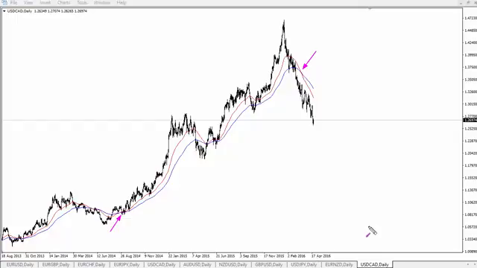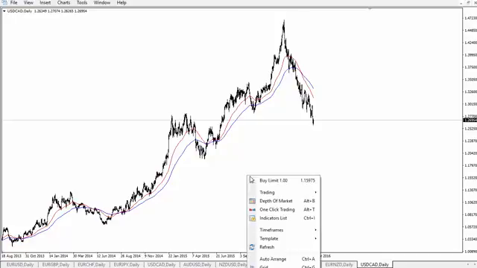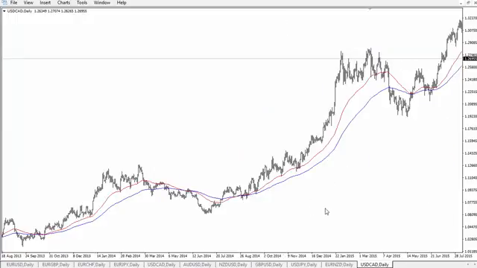Now, as I said, it's a trend following system. So one of the problems, and this is part of where it gets a little bit of a bad rap, is this can and will happen.